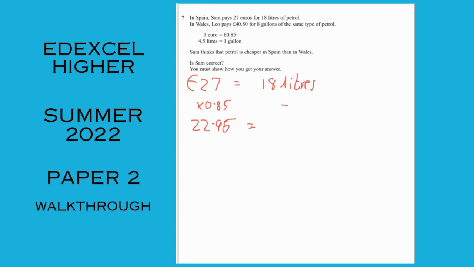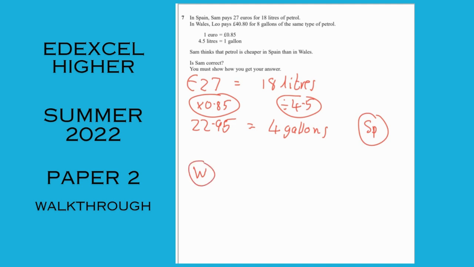But let's convert the litres at the same time. So let's go euros to pounds by doing that, and litres to gallons by dividing by 4.5. So that, don't forget, is Spain. Let's have a look at Wales.